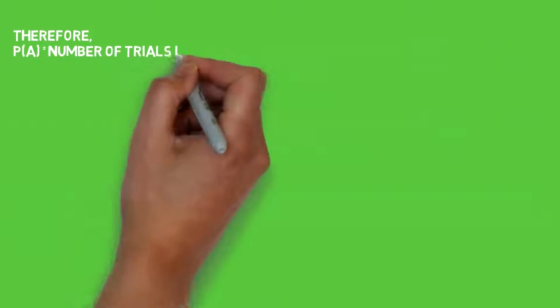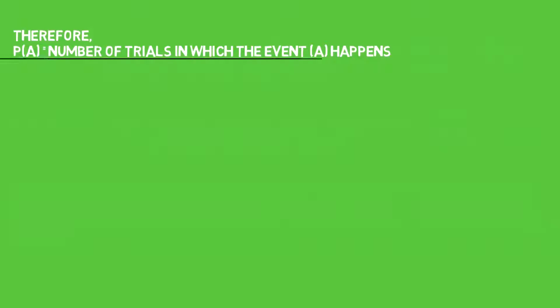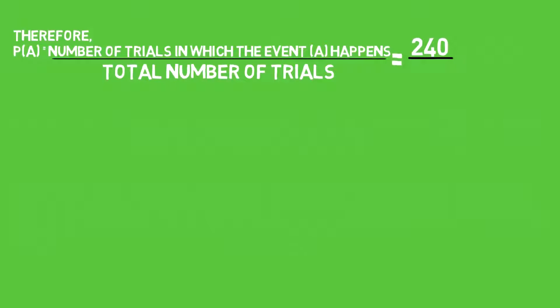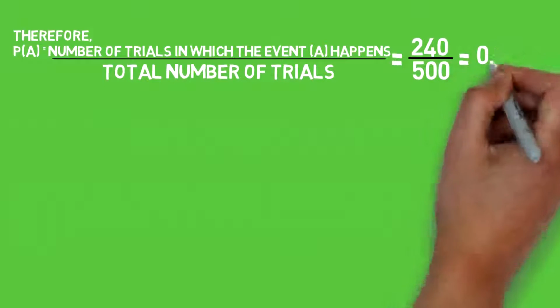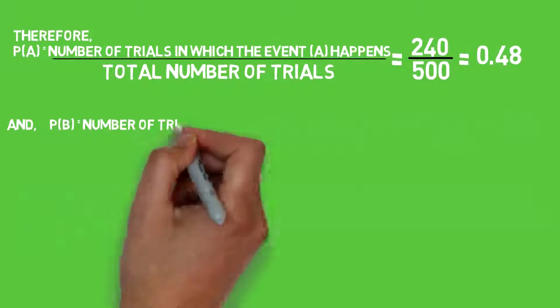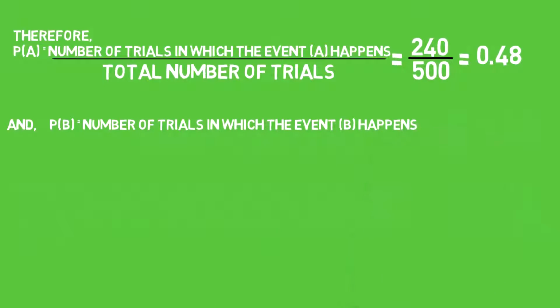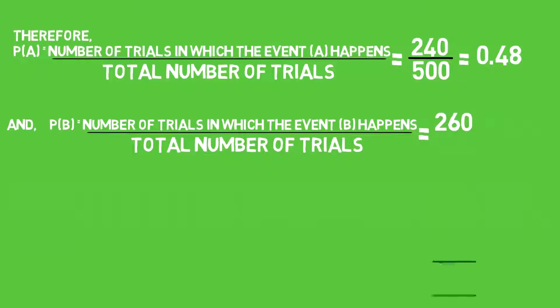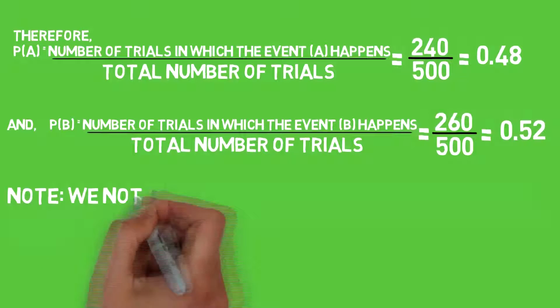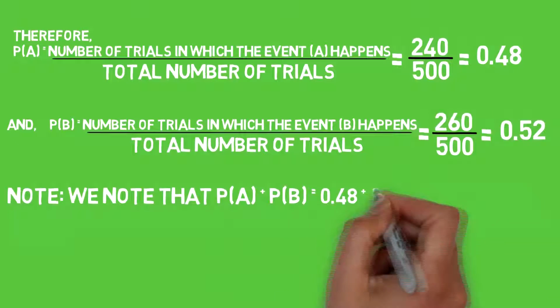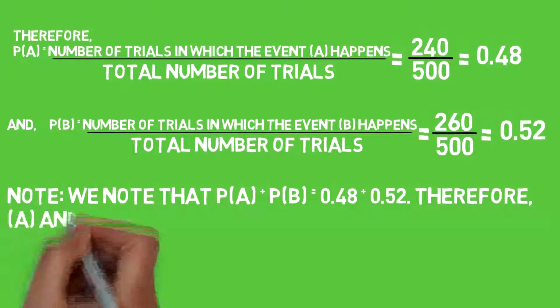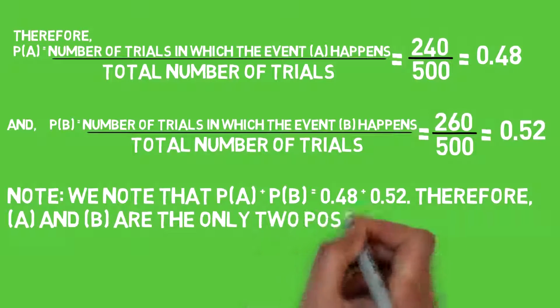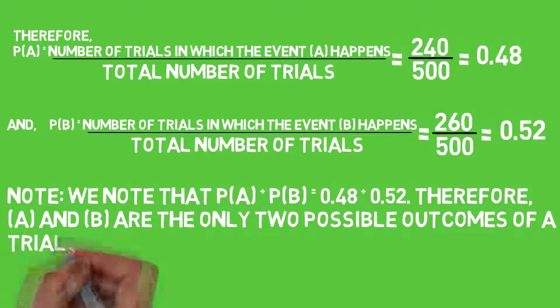Therefore, P(A) equals number of trials in which the event A happens upon total number of trials equals 240 upon 500 equals 0.48, and P(B) equals number of trials in which the event B happens upon total number of trials equals 260 upon 500 equals 0.52. Note, we note that P(A) plus P(B) equals 0.48 plus 0.52 equals 1. Therefore, A and B are the only two possible outcomes of a trial.